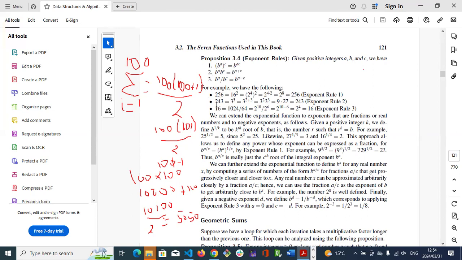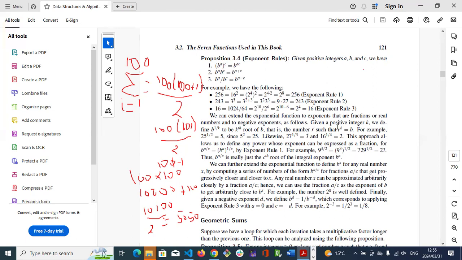For example, 256 is equal to 16 squared, or 16 to the power of 2, which is 2 to the power of 4, all to the power of 2, which is the same as 2 to the power of 4 times 2, which is the same as 2 to the power of 8. That gives us 256. That is exponent rule 1. You can continue to exponent rule 2, etc.